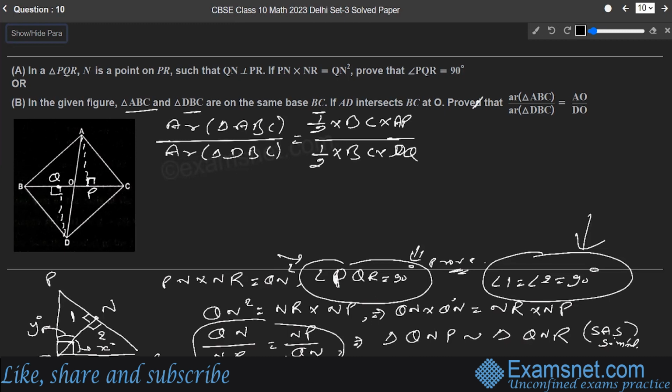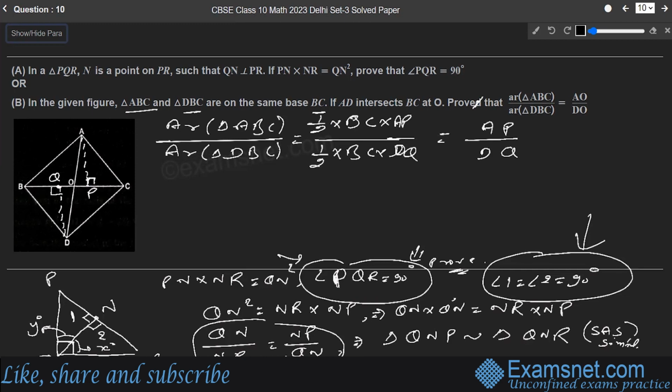The perpendicular drawn is DQ. So if we have done this, there is a common base. So the half and the BC can cut from numerator and denominator both. So we only remain with AP by DQ. This is the ratio of the thing that is required there.